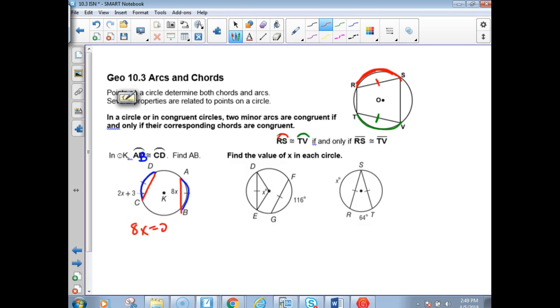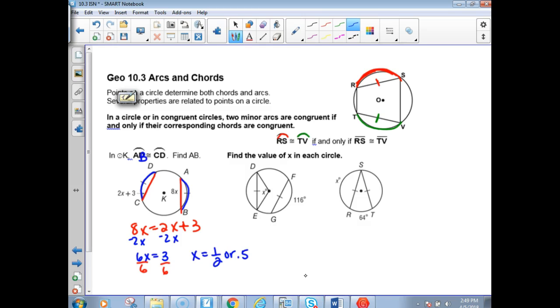8x equals 2x plus 3. We would do our algebra magic and subtract 2x from both sides. We get 6 times x equals 3. And divide by 6. Be careful, you're not doing 6 divided by 3, you're doing 3 divided by 6. And you can write your answer as 1/2 or 0.5.